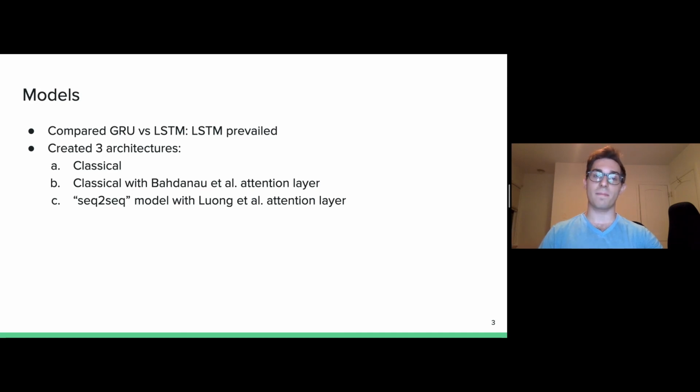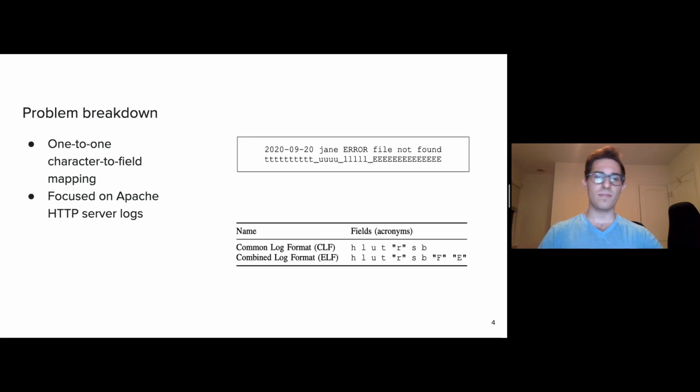Attention mechanism. With our models ready to go, we encountered the question of how to train a model to take raw log as input and output a character to corresponding field mapping. Let's take a closer look at the problem before delving deeper into the inputs we used. Here, we see an example of the model input and desired output. On the top, we have a sample log string, and on the bottom we see its one-to-one character-to-field mapping.